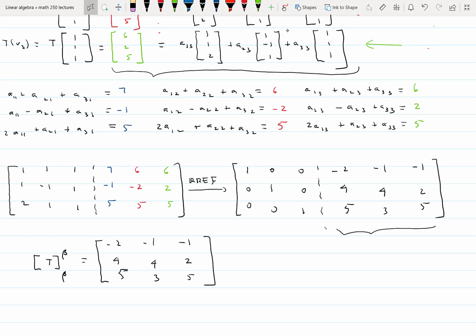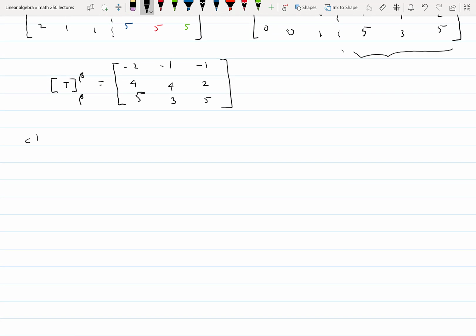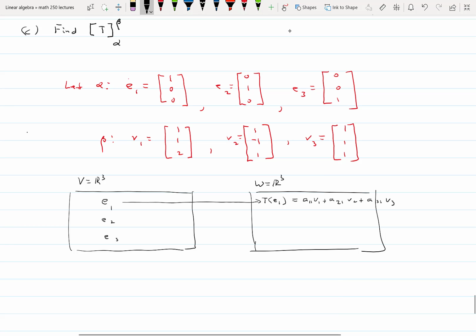I want to find the matrix of T with respect to bases alpha and beta. Find the matrix of T with respect to the bases alpha and beta. So I'm going to go up and copy and paste the two bases that we need, and I'll be back in a second. Okay, so here are our two bases, and here's sort of a diagram of what we need to do. Okay, we want the matrix of T with respect to the bases alpha and beta.